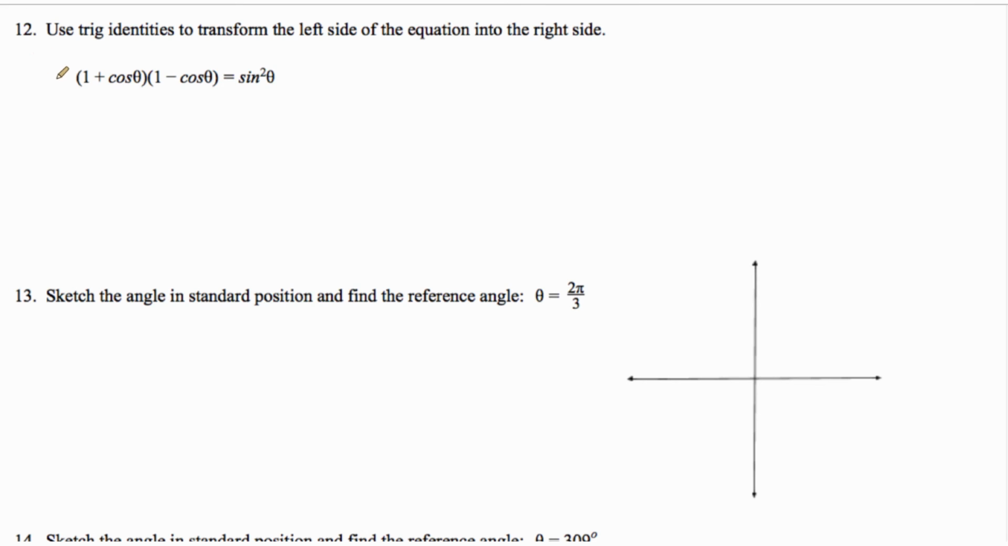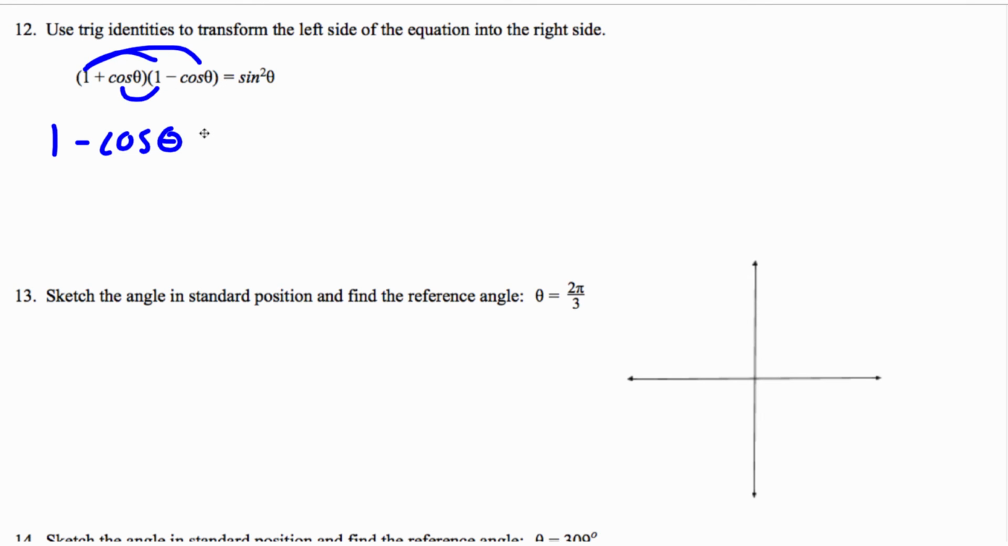In problem number 12, we want to take the left-hand side of this equation and use some trig identities to convert it over into the right-hand side. So I guess what I see happening on the left-hand side is a binomial times another binomial. So in order to multiply this out, we're going to end up FOILing. So 1 times 1 is 1. If we take 1 times negative cosine, we're going to get minus cosine of theta.